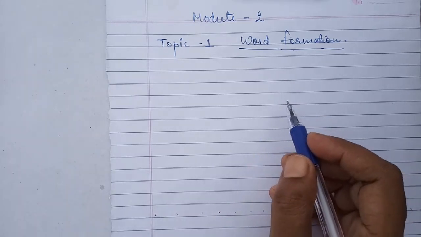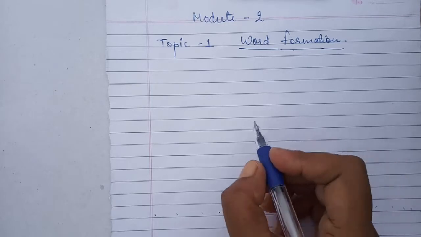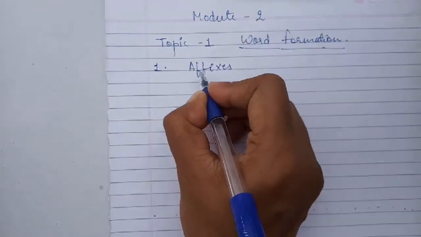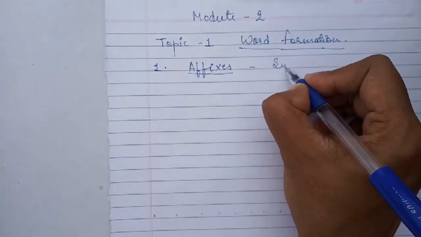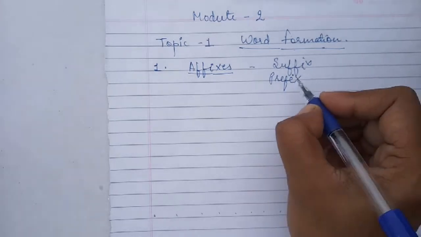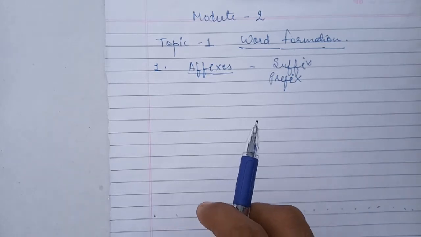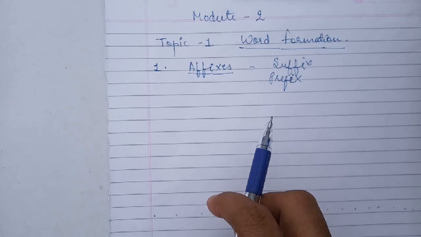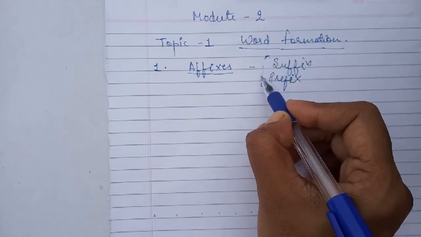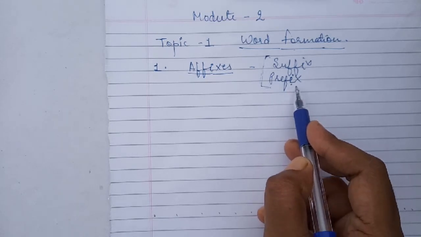Word formation is important to learn new words, to make new words. New words can be formed with the help of affixes, which include suffix and prefix. By using these, new words can be formed by making some modification in the root words. We apply the suffix and prefix to bring modification in the root word.